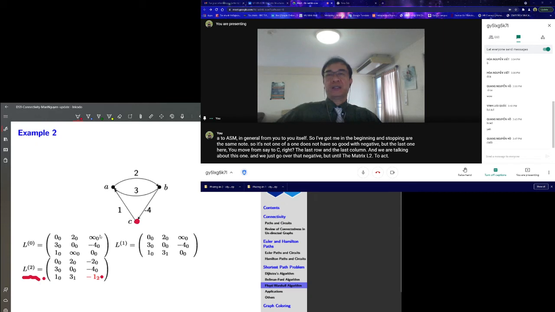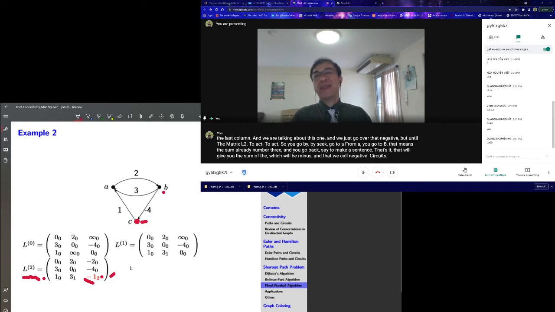2 arcs. So you go by C, go to A, and from A you go to B. That means the sum is already number 3, and you go back to C to make a circuit. And that circuit will give you a sum of weights that is negative, and we call that a negative circuit, or better, a circuit with negative length, negative distance.